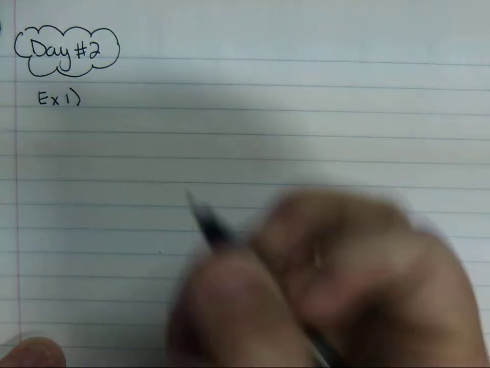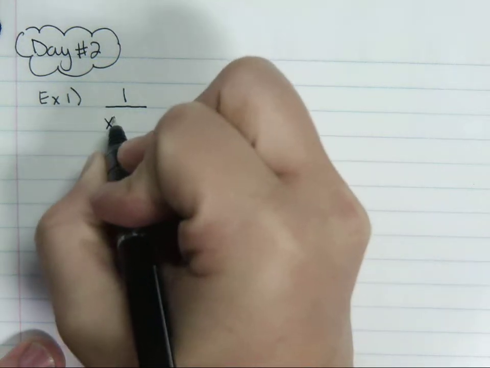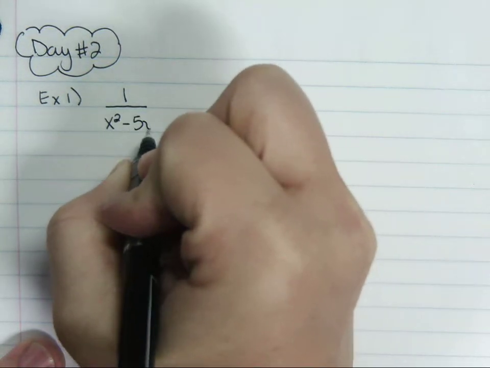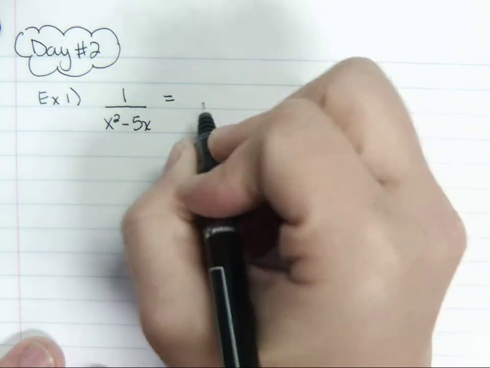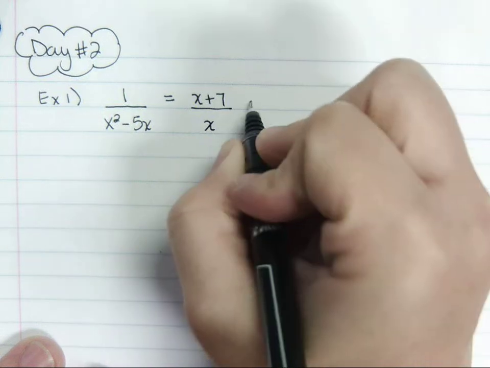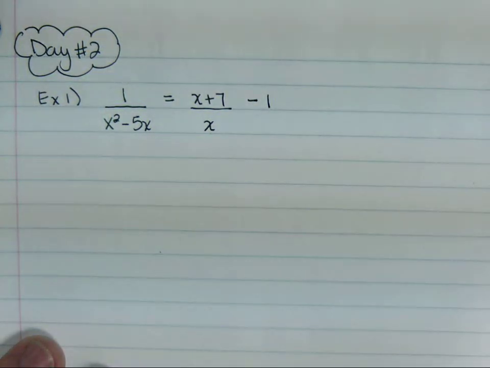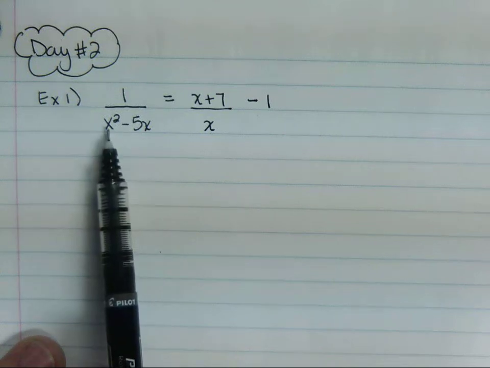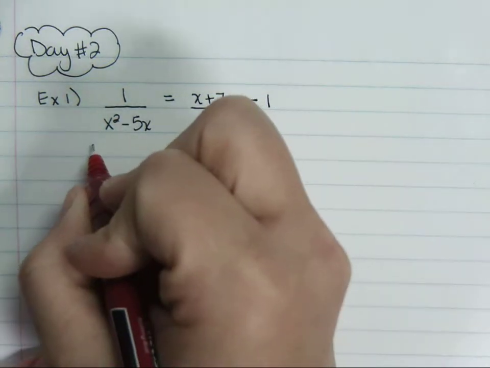And so your first example is the equation 1 over x squared minus 5x, and that's going to equal x plus 7 over x minus 1. Now, as you can see, the denominator from the first fraction here has 2 terms, so we're going to need to factor that denominator to see what the individual factors are going to be for our LCD.